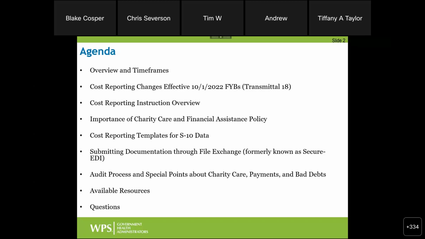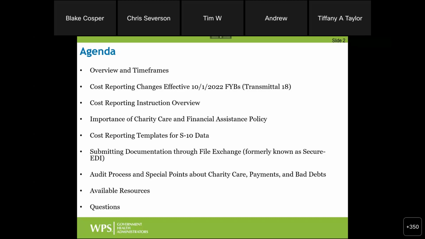We'll talk about the cost reporting instructions themselves, again, specific to the audits we're working on. We'll talk about the charity care and financial assistance policy and the importance of items being in that policy. This is something that came up a couple of years ago, and now we're in really the first fiscal years that it should have had a chance to incorporate those things that we talked about 2 years ago. So again, more to come on that.